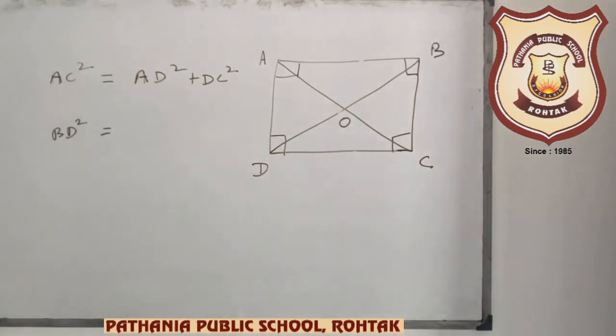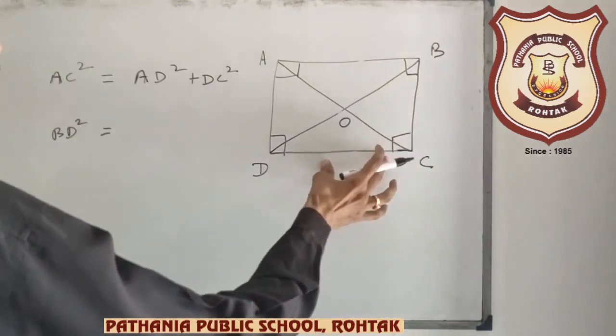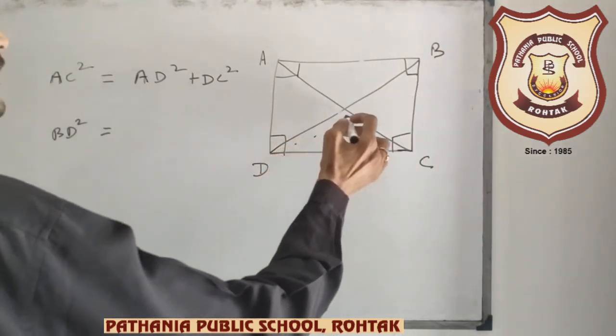And what is BD square? BD square is BC square plus DC square. This square plus this square in this right angle triangle.